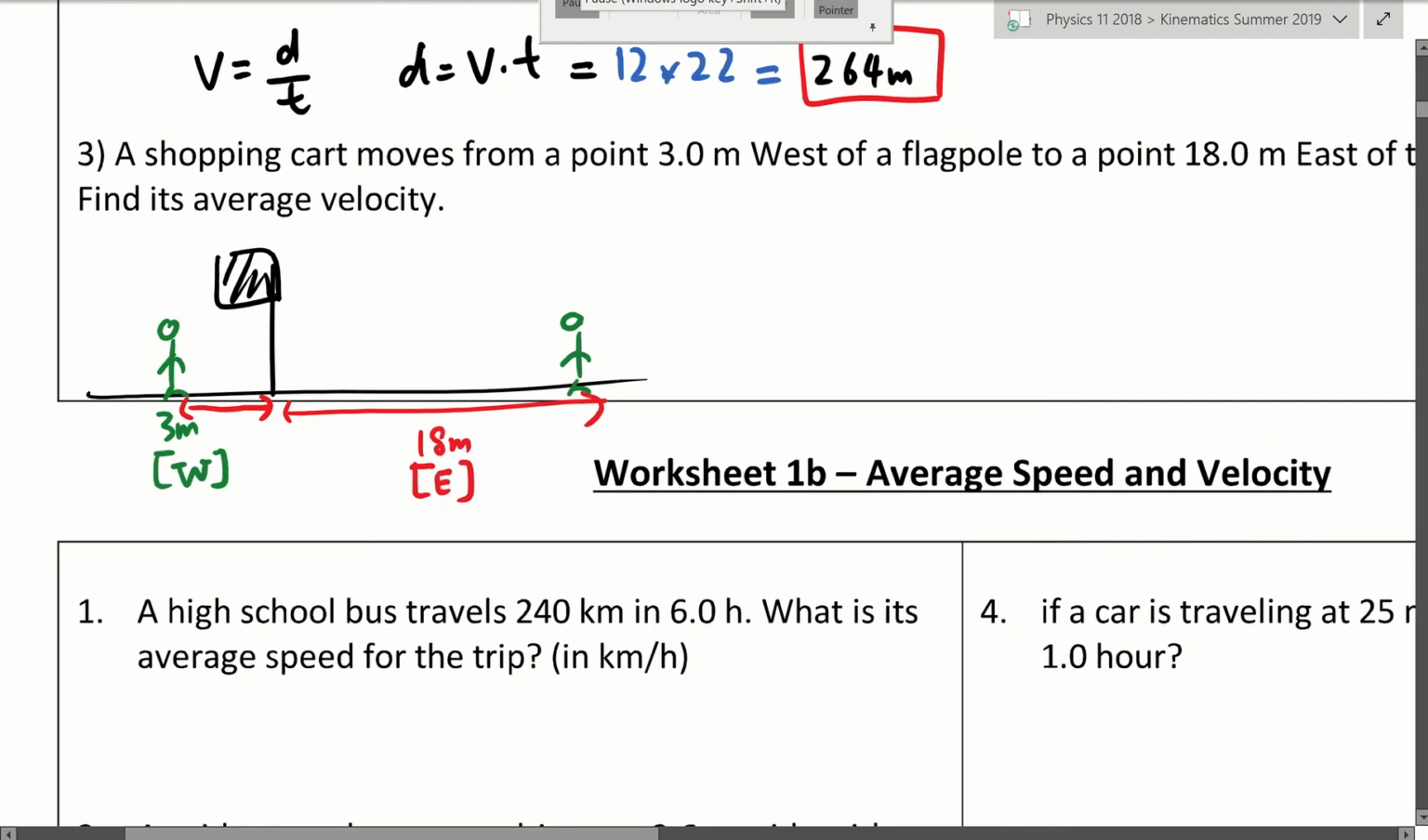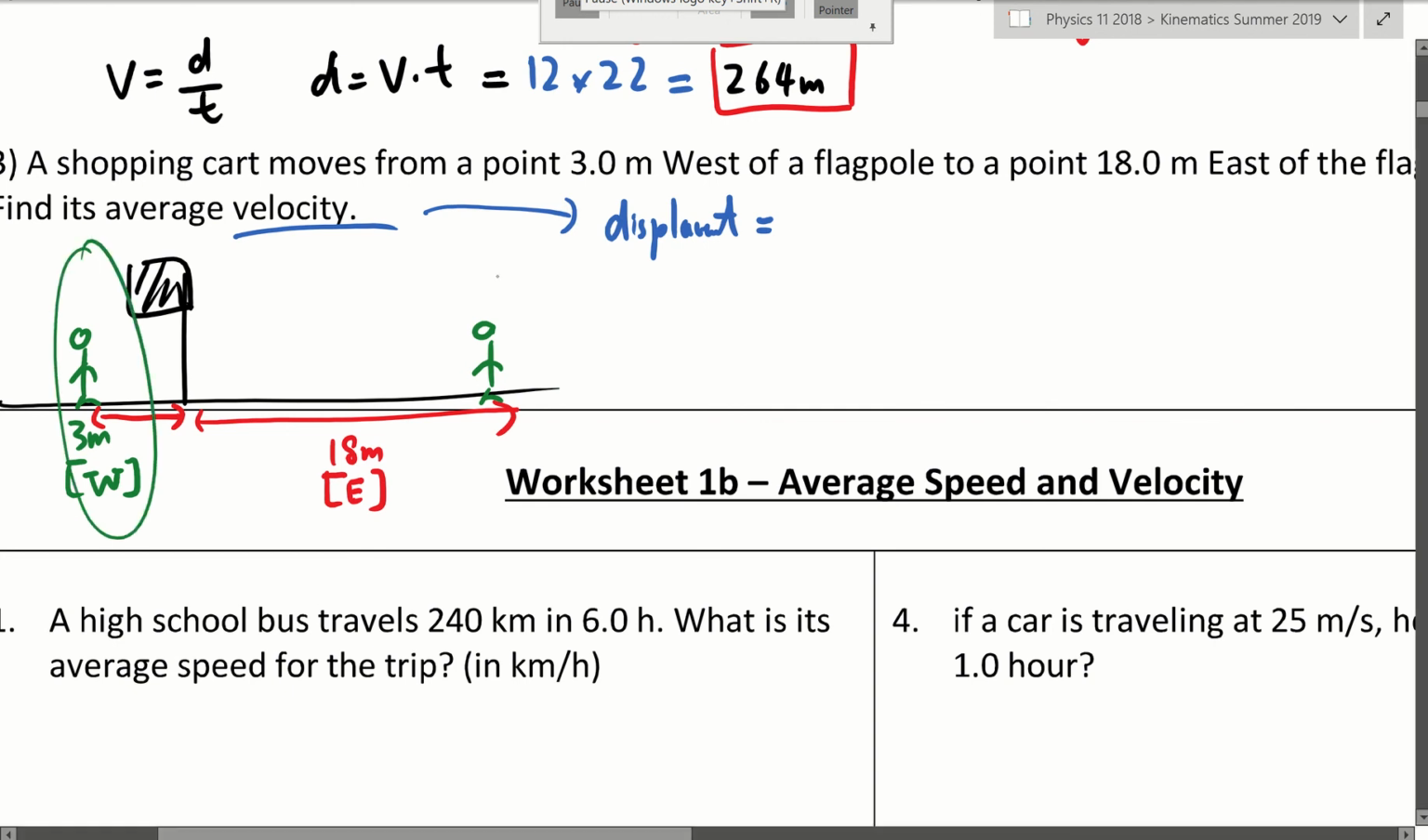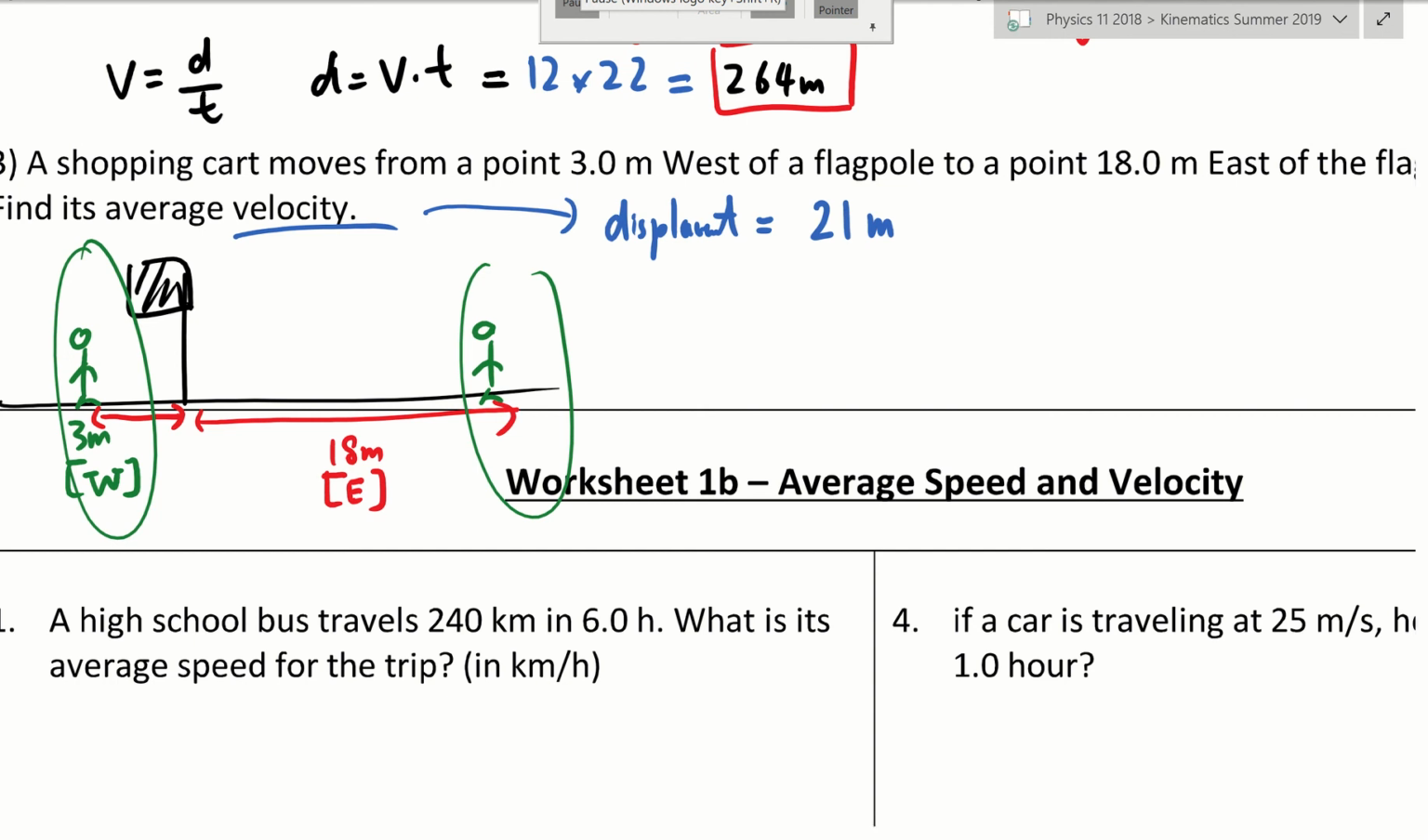All right, so average velocity. So we need displacement. That means I actually care about direction. So if you care about the direction, how far did you actually travel? You go from this location to this location. So how far do you actually move? You move a total of 21 meters. This is your change in position, right? It's 3 meters plus that 18 meters. So your change in location.